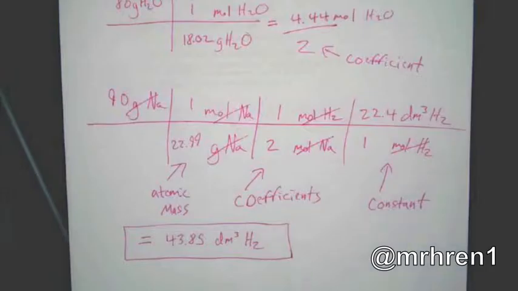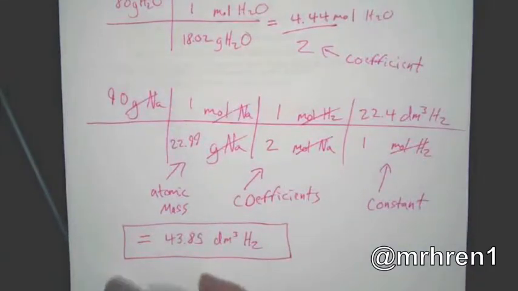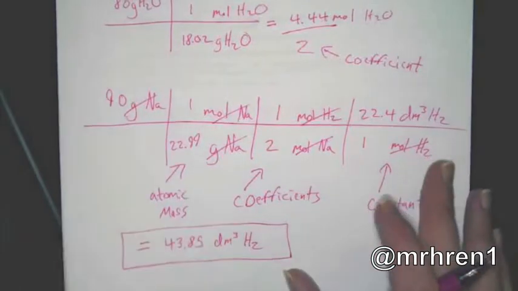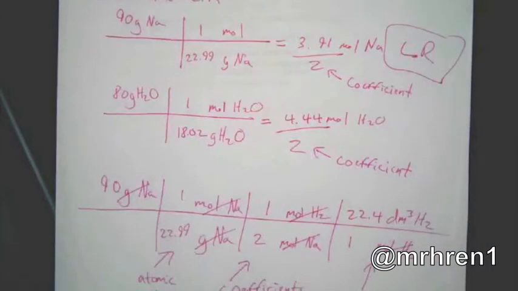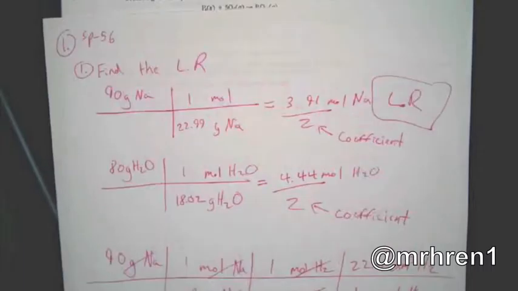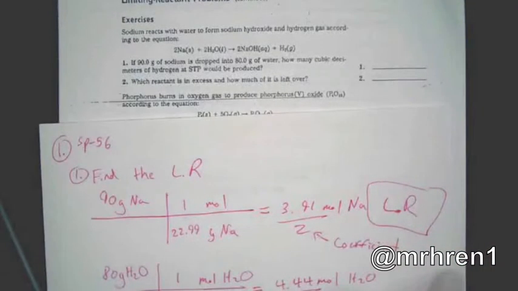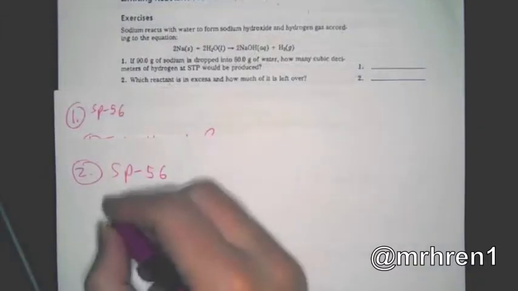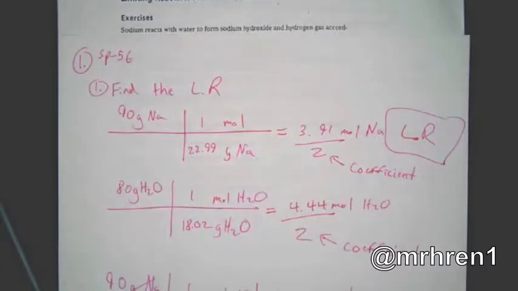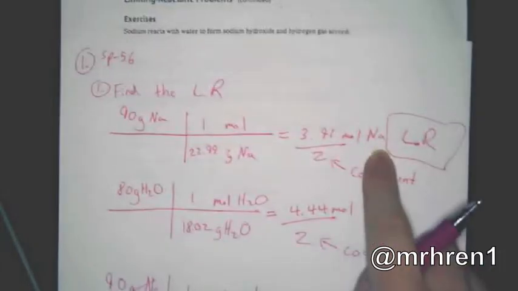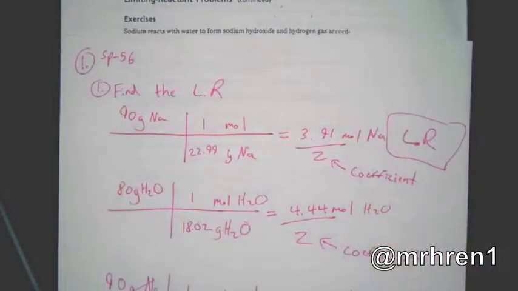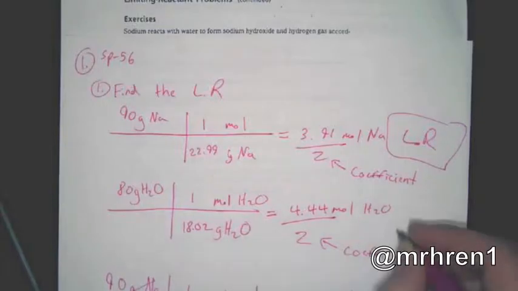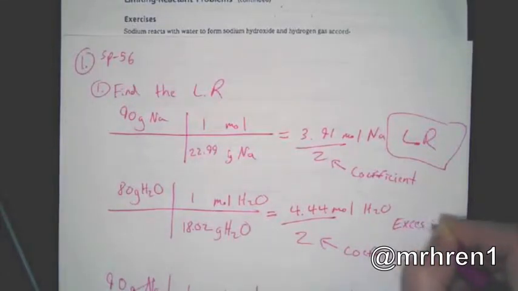So that's number 1. Now, number 2 is where a lot of you were like, listen to this, because I know a lot of you were like, I don't know what's going on with number 2. So once you get number 1, number 2 says, which reactant is in excess and how much is left over? So to begin with, which reactant did we say was the limiting reactant? Sodium was limiting. So that means, by default, what is the excess reactant? So H2O is excess, just so you know.